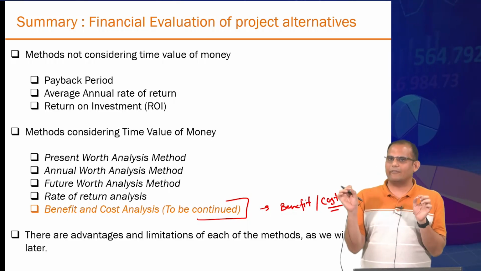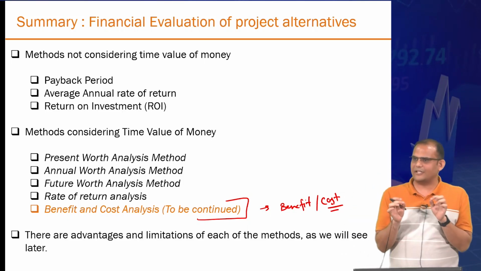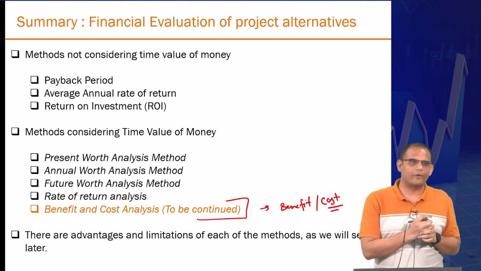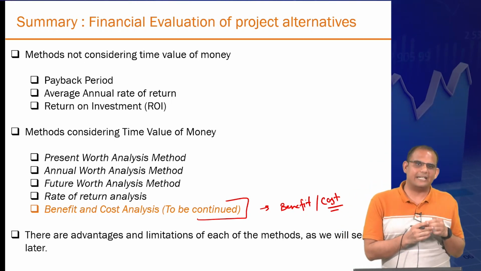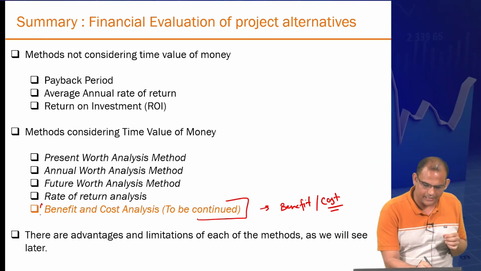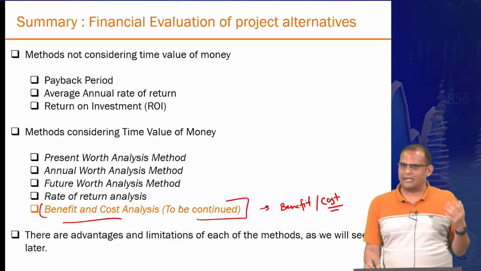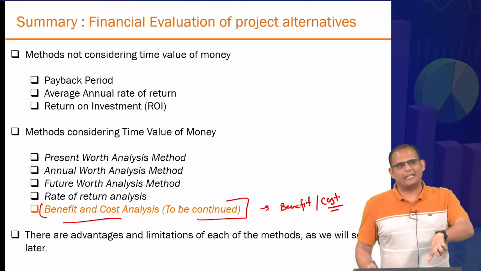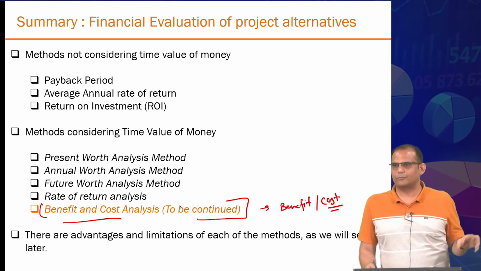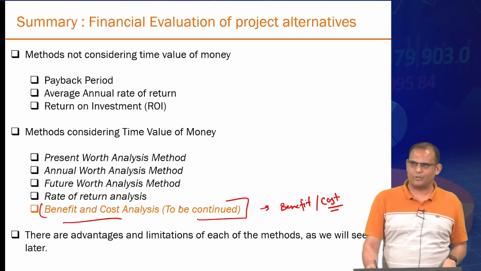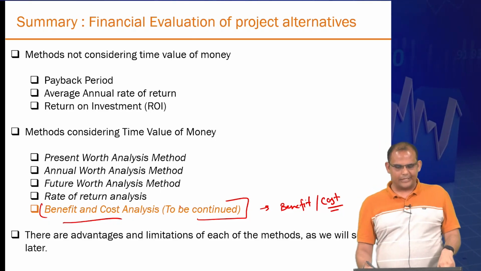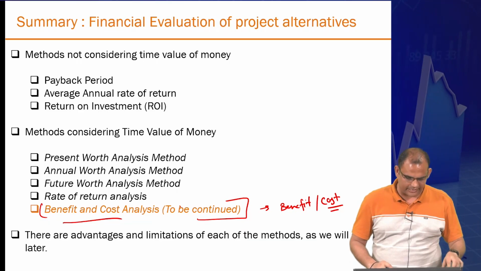So far we were dealing with purely monetary transactions, but I will just give you a brief overview of how to include these intangible benefits as well, and that method is called benefit to cost analysis or cost benefit analysis. And this is quite important for your project. Most likely you will end up doing the cost benefit analysis method. All right, so this is where we'll stop today.